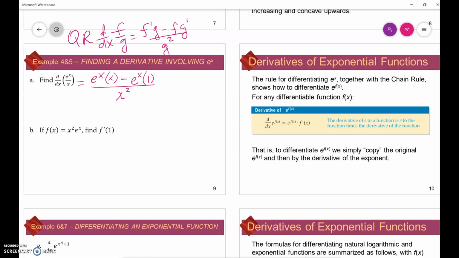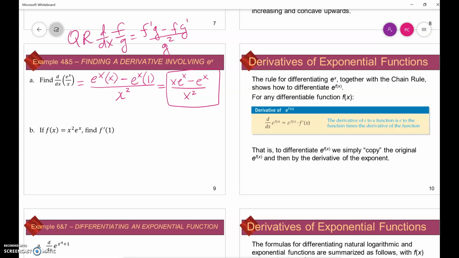We can clean this up a little bit, make it look a little nicer. And I have x times e to the x minus e to the x all over x squared. And you're done. Right? Taking the derivative of e to the x is pretty straightforward.